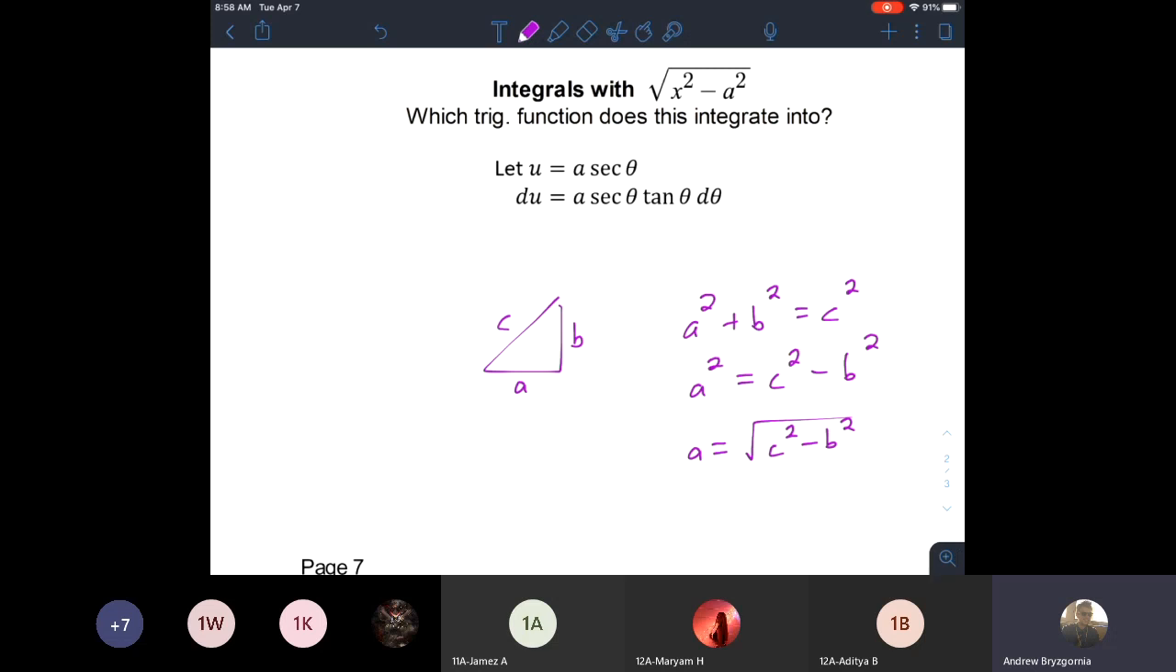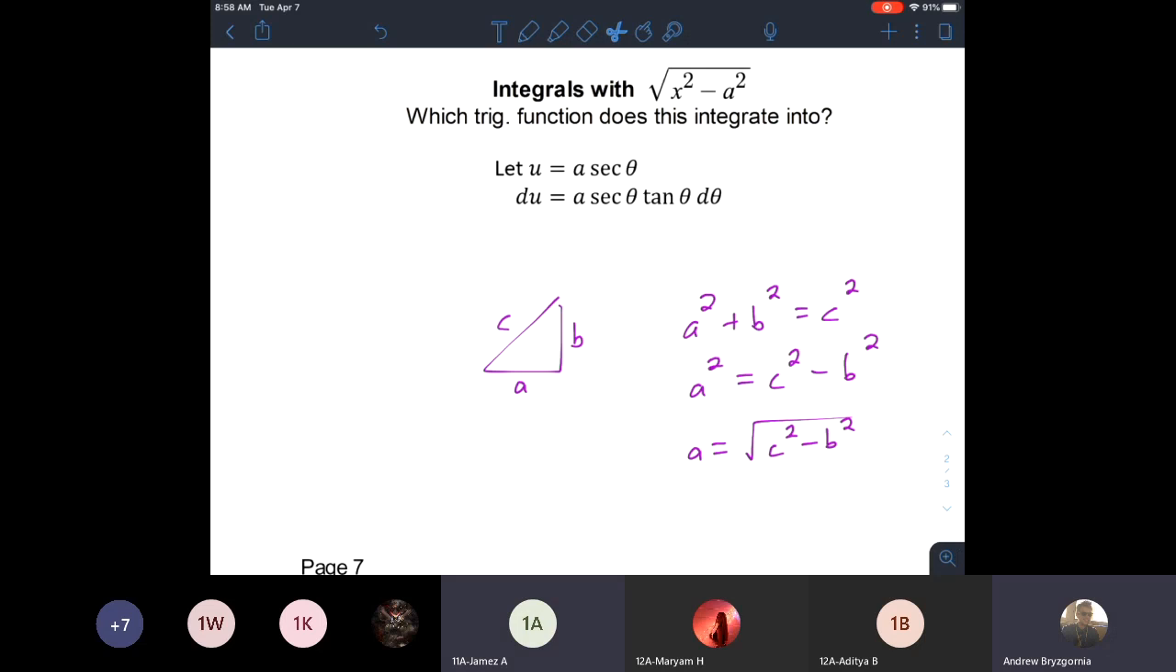In case you're wondering, how come we chose secant rather than something like cosecant? Remember that cosecant's derivative ends up with a negative, and we would rather keep everything positive if possible. So this is a little bit of help to understand why we are going to use secant as our substitution.